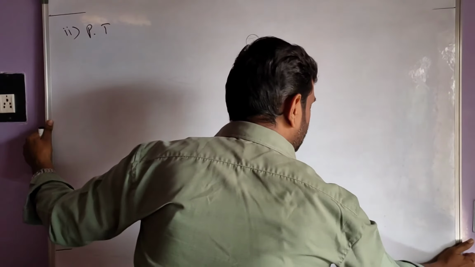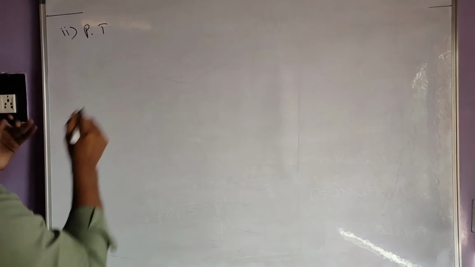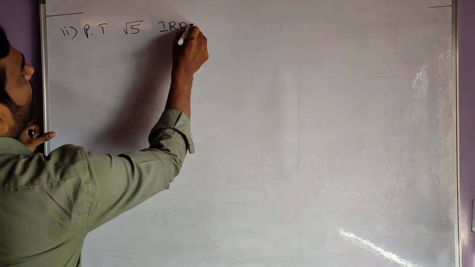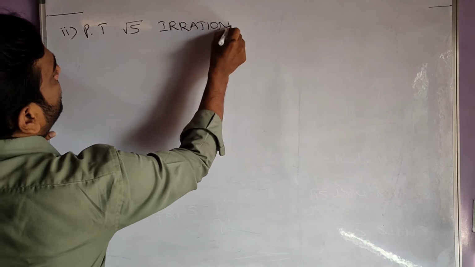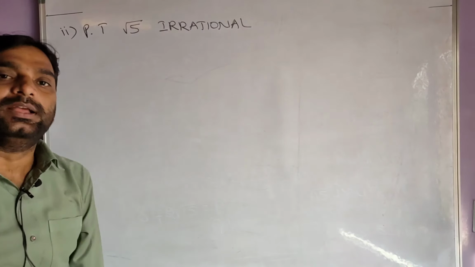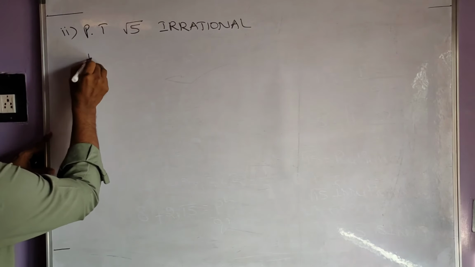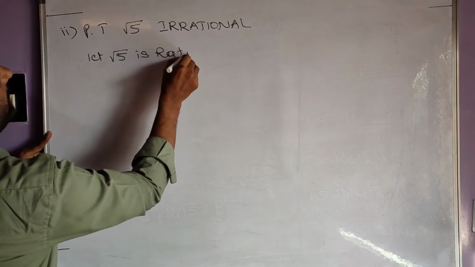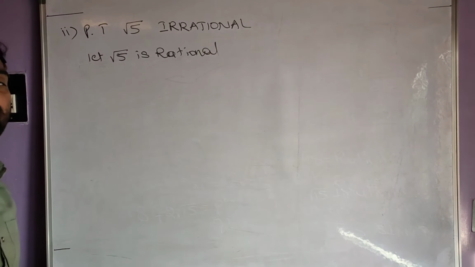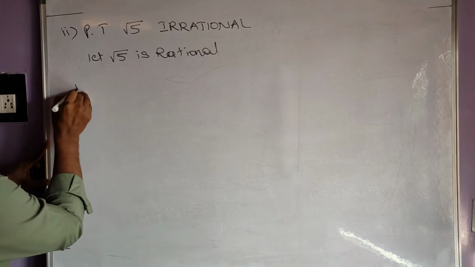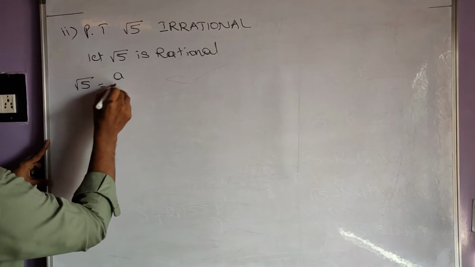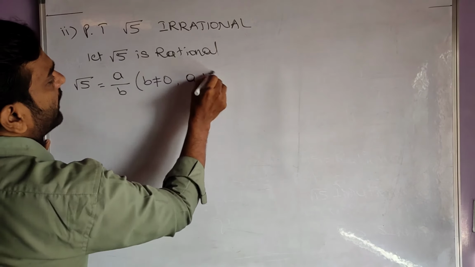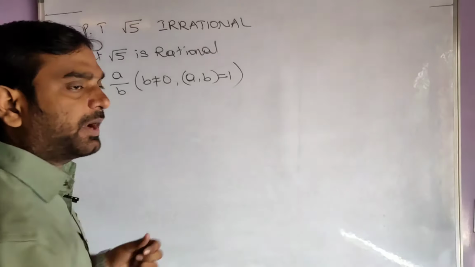Prove that root 5 is irrational. Okay, listen. Let root 5 be rational. Take root 5 as a rational number. What is the form of a rational number? Root 5 is equal to a by b, where b is not equal to 0 and a, b are coprimes.